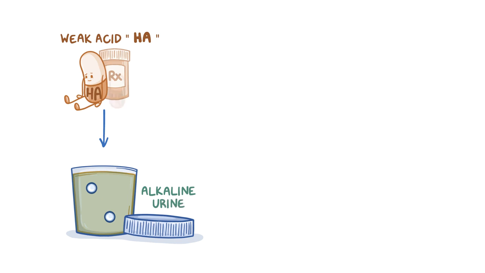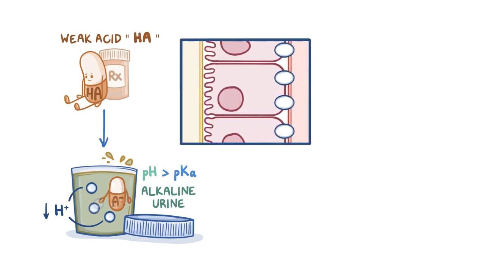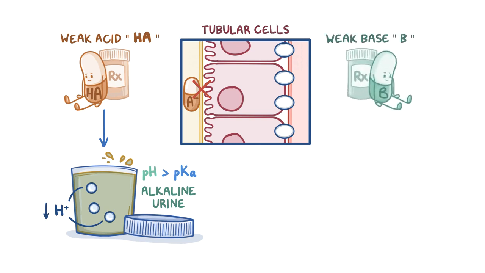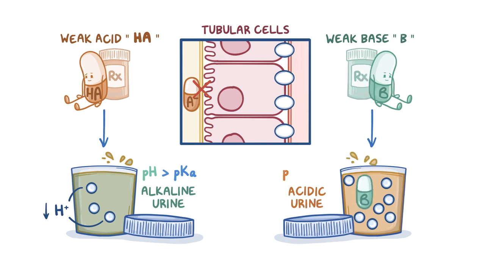So, let's say we place a weak acid, HA, in alkaline urine with a higher pH than the pKa. Since there are fewer hydrogen ions around, it's going to give up its own hydrogen ion and turn into its charged form, A-. Since it's now polar, it can't pass back through the tubular cell's membrane. On the flip side, let's put a weak base, B, into acidic urine, with a pH lower than its pKa. With plenty of hydrogen ions around, it's going to grab one of them and turn into its charged form, BH+, which once again cannot be reabsorbed across the tubular cell's membrane.